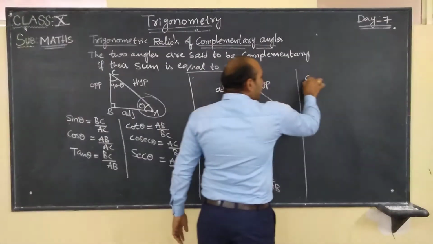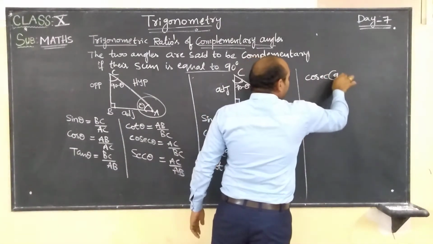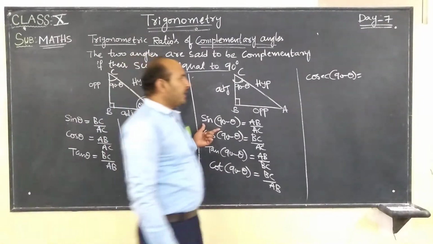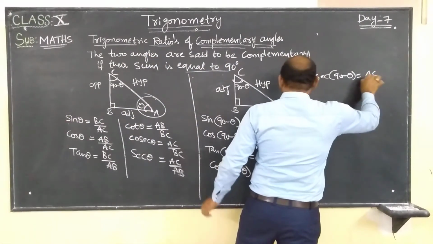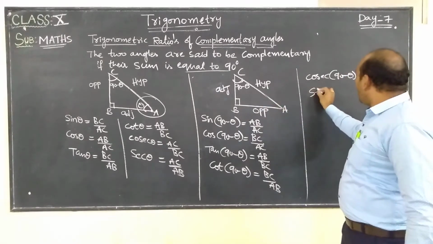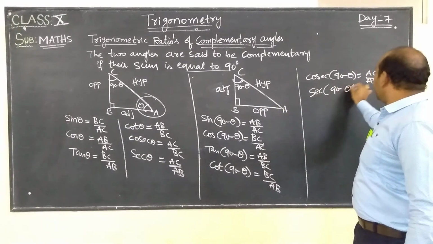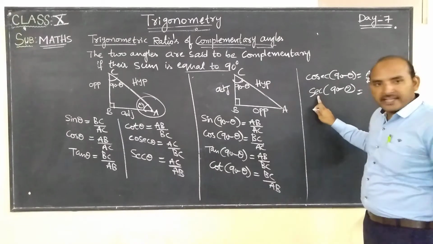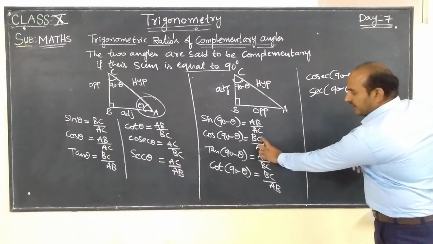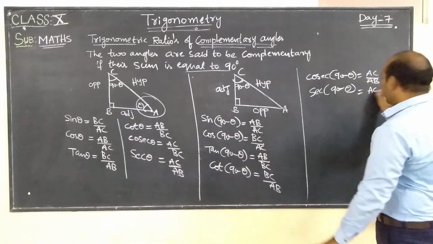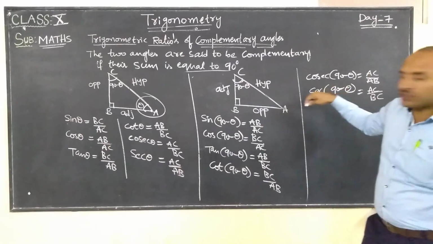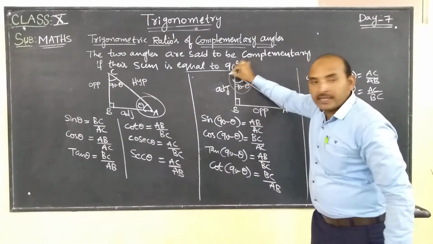So next, cosecant of 90 minus theta is equal to the reciprocal of sine. So AC divided by AB. Next one, secant of 90 minus theta is equal to, secant is nothing but what? Reciprocal of cos. So interchange the numerator and denominator, you can write AC divided by BC. These are the 6 trigonometric ratios present at angle C.